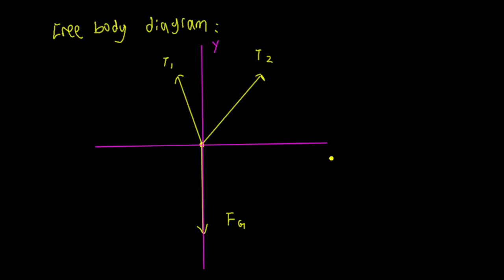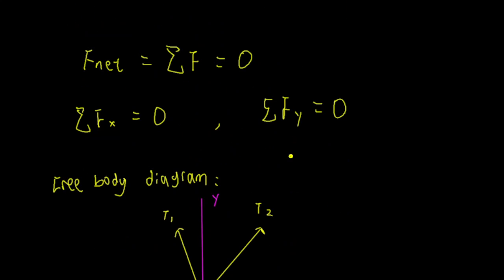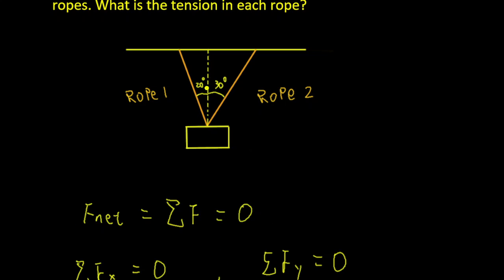So y and x. Okay, from here, what do we know? Now we do know that this vector here, so this tension 1, can form a right triangle here and a right triangle here. And this tension 2 can form a right triangle here and a right triangle here. Okay, we do know that from this diagram here, rope 1 is forming a 20 degree angle with the vertical, and rope 2 is forming a 30 degree angle with the vertical.